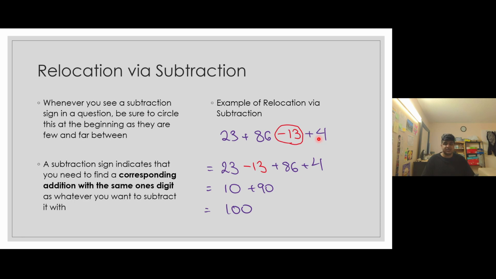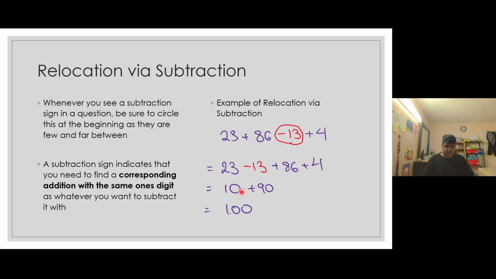When you're subtracting, again, you want to have the same ones digit. So basically, you have to find a corresponding addition with the same ones digit. Here we have 23, which has a 3 in the ones digit, and we have a negative 13, which has another 3 in the ones digit. So 23 minus 13 gives us a value of 10. Nice and easy, right? And 86 plus 4 uses the old thing we talked about, which is 6 plus 4 equals 10.